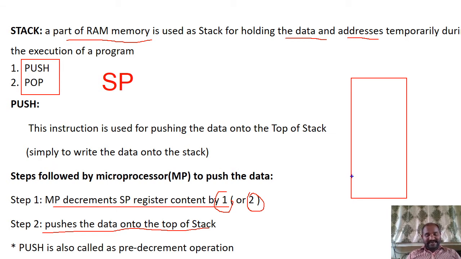The red box is the stack area, and I am assuming that these are the memory locations in the stack. So this is the first memory location, this is the second memory location. We have lots of memory locations, but I am showing only a few. Assume this is the top of the stack, and the address of the top of the stack is indicated by SP.